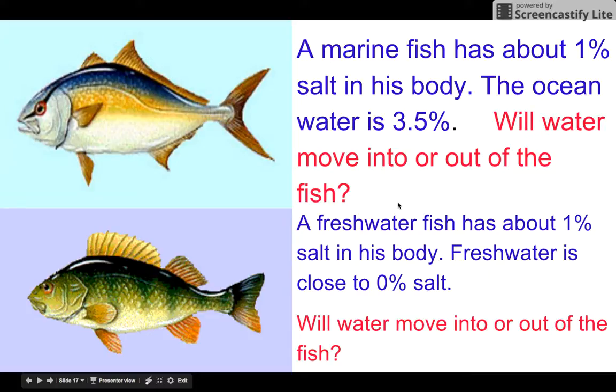On a sheet of paper, bring to class tomorrow your answer to these two questions. A marine fish has about 1% salt in his body. The ocean is about 3.5%. Will water move into or out of the fish? Question number 2. A freshwater fish has about 1% salt in his body. Fresh water is close to 0% salt. Will water move into or out of the fish?